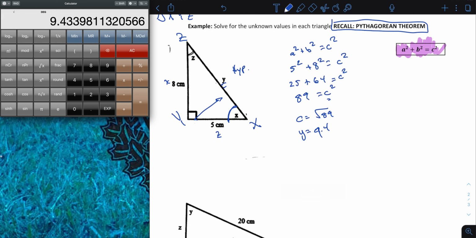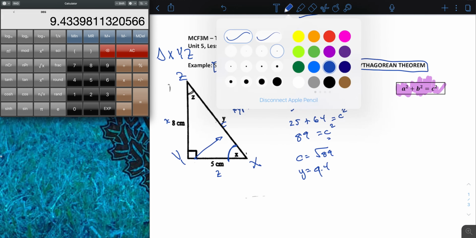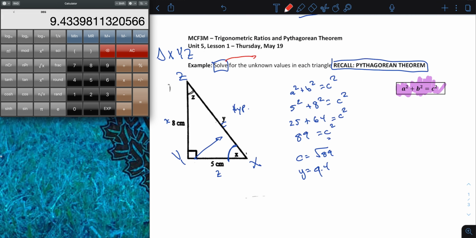Now this question says solve. I got a little bit ahead of myself here with the Pythagorean theorem. But when you see the word solve, it means all side lengths, all angles. You're doing all the work. So now you can fill this in because you know what it is. It's 9.4.